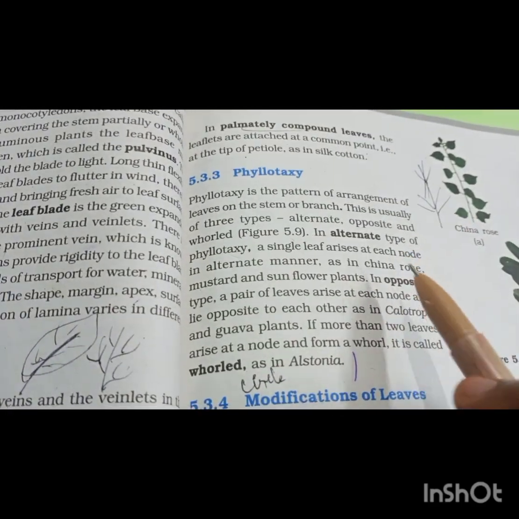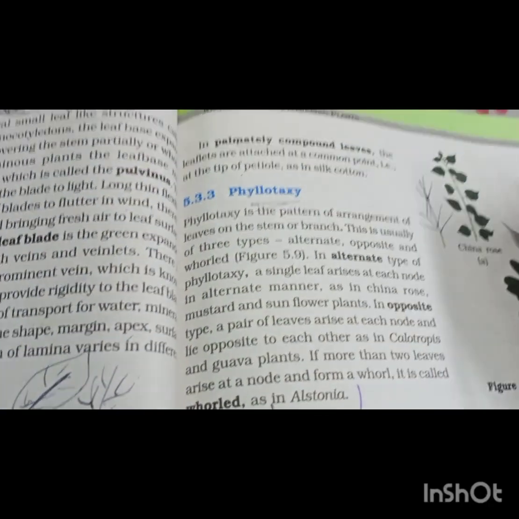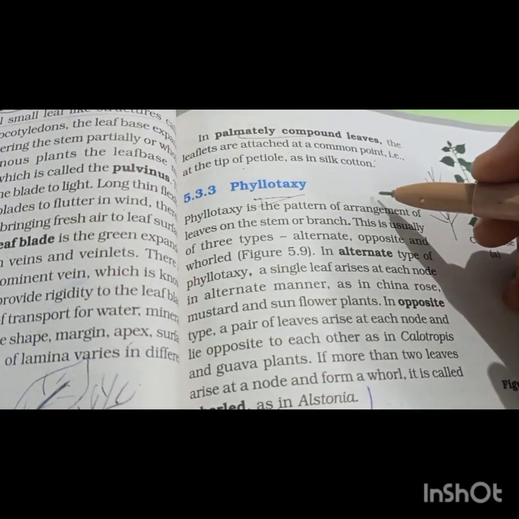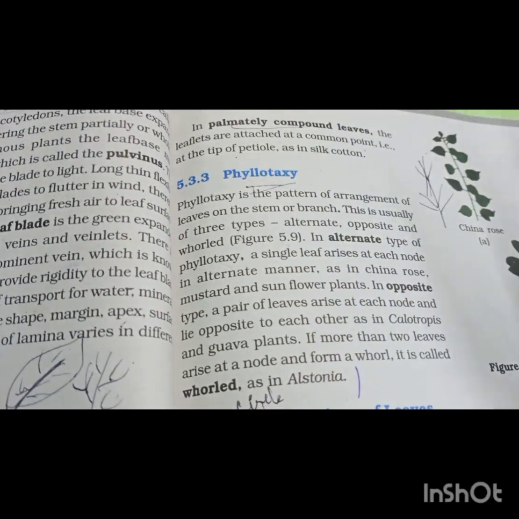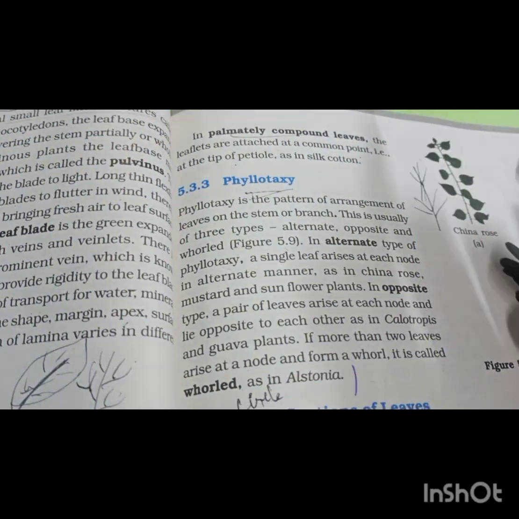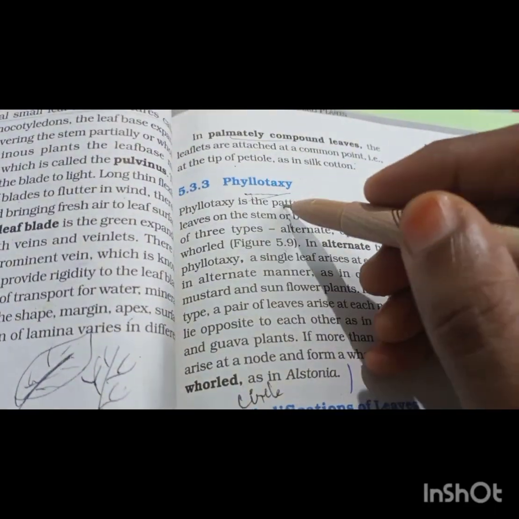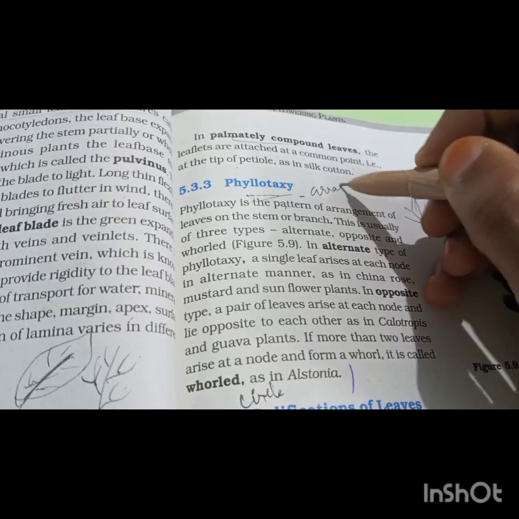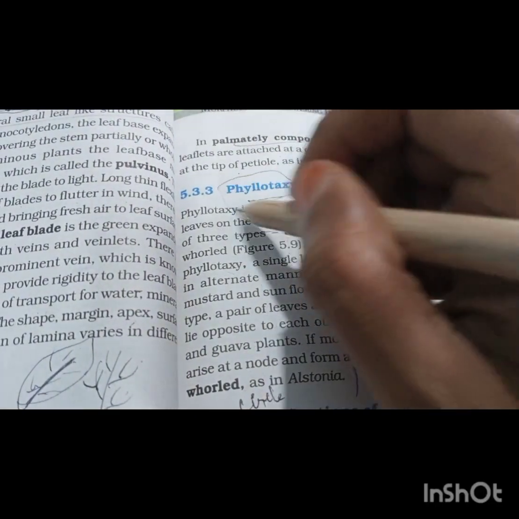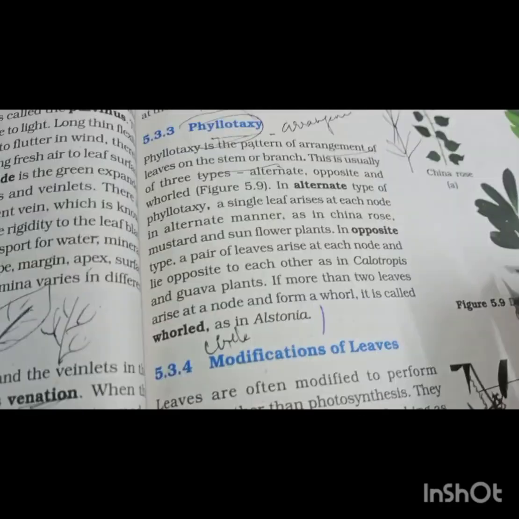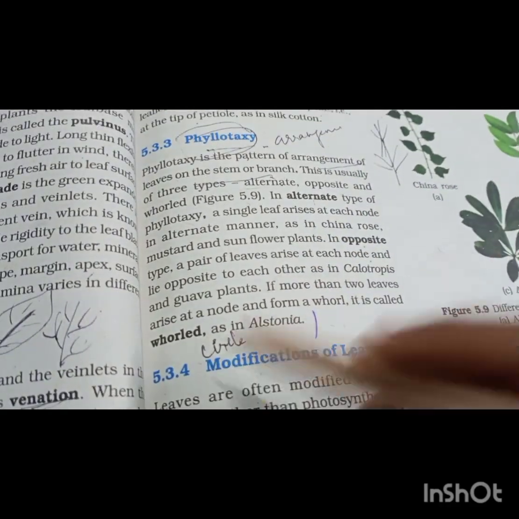So what is this? Phyllotaxy. It is an easy one. Actually, if you look closely in any plant, the leaves are not scattered without any order. If you look closely, they are arranged in some pattern. That kind of arrangement of leaves on the stem or branch is known as phyllotaxy. So how is it arranged? It is arranged in three ways: alternate, opposite and whorled.